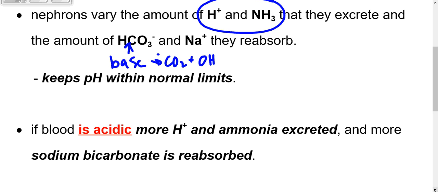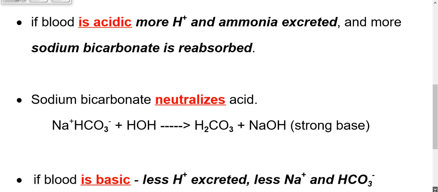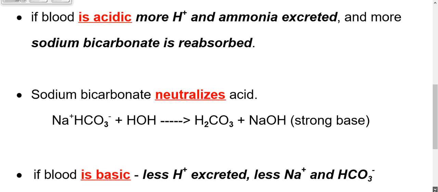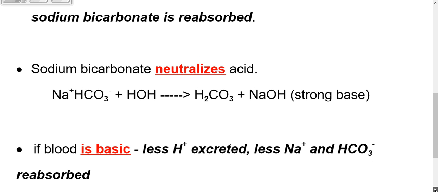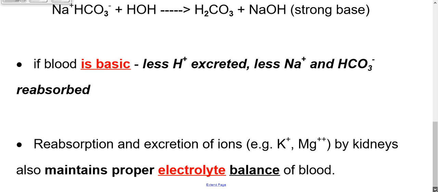If your blood is acidic, more hydrogen and ammonia are excreted and more sodium bicarbonate is reabsorbed. Sodium bicarbonate neutralizes the acid. So you talked about neutralization reactions in grade 10 chemistry. So here's a formula for you. If your blood is basic, so alkaline, that's too high above 7, then less hydrogen ions are excreted and less sodium ions and bicarbonate are reabsorbed. So reabsorption and excretion of ions by kidneys also maintains a proper electrolyte balance in your blood.